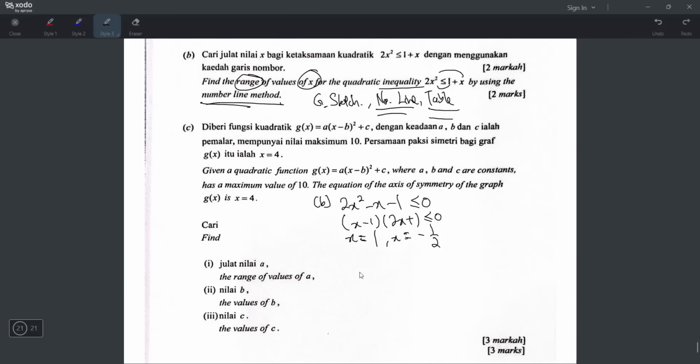Now, if you do the graph sketching method, you will draw the graph with -1/2 and then 1. If it's smaller, you load it here, then the answer comes out as x in between -1/2 and 1. But there's a line here, so just put the line. That's the answer if you are doing the graph sketching method. This is also the method that we will use if the question never requests any method. But this question asks for the number line method, so of course I have to follow, right?